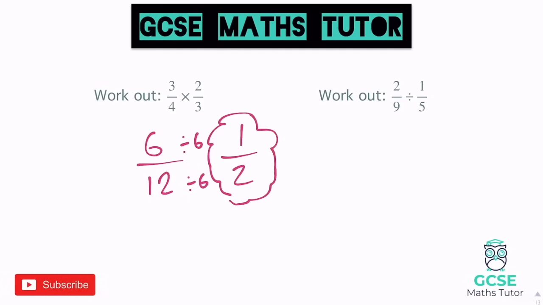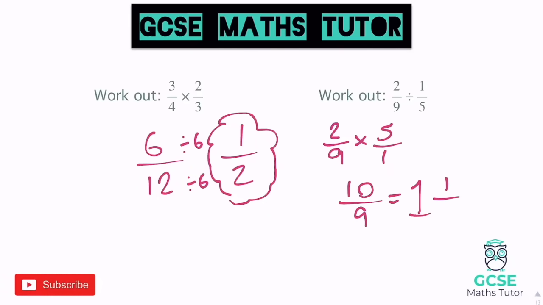On to the next one. We keep the first fraction the same, we flip the second one over, and we multiply them together. So times in the top numbers, just like before, 2 times 5 is 10, 1 times 9 is 9, and again we'd normally be asked to write our answer in its simplest form or as a mixed number, and here it is an improper fraction. 9 fits into 10 once, with a remainder of 1/9 left over, so 1 1/9 would be my final answer there, and that's dividing fractions.